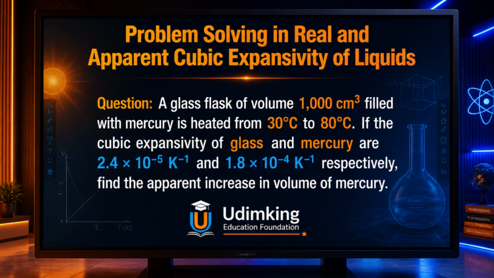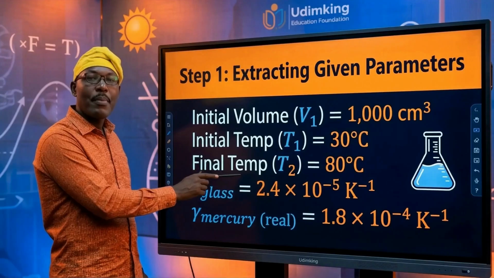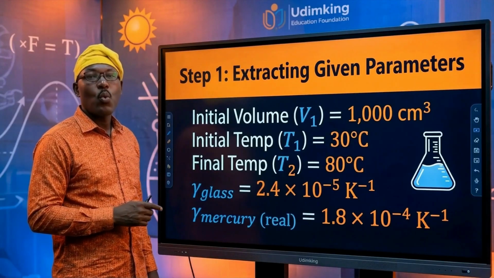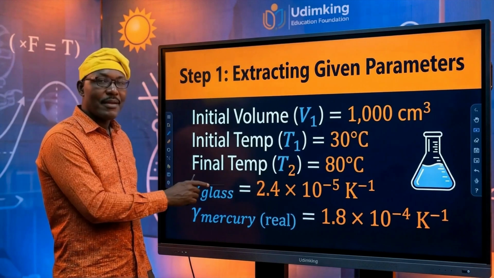A glass flask of volume 1000 cubic centimeters filled with mercury is heated from 30 degrees centigrade to 80 degrees centigrade. If the cubic expansivity of glass and mercury are 2.4 times 10 to the power of -5 per Kelvin and 1.8 times 10 to the power of -4 per Kelvin respectively, find the apparent increase in the volume of the mercury.